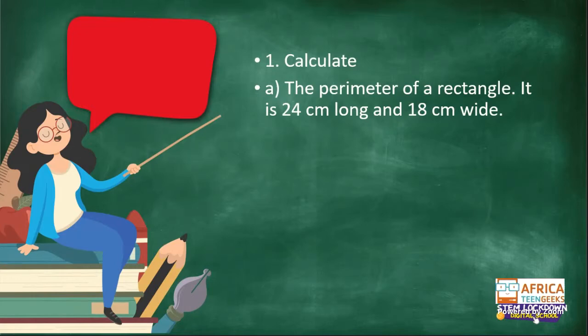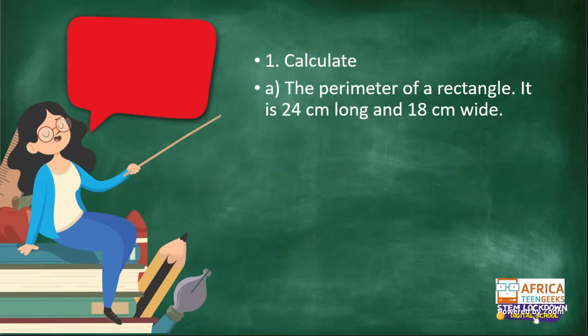So the answer is 84 centimeters. And how do you find 84 centimeters? The formula is 2 times (L plus B). So it was 2 times (24 plus 18). So 24 plus 18 is 42. And then we say 2 times 42, which is 84.